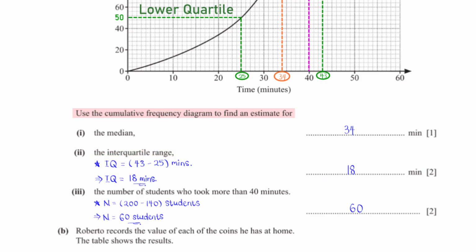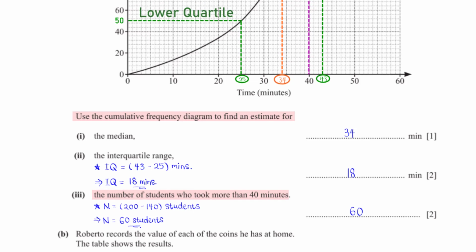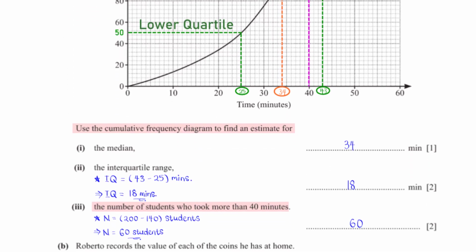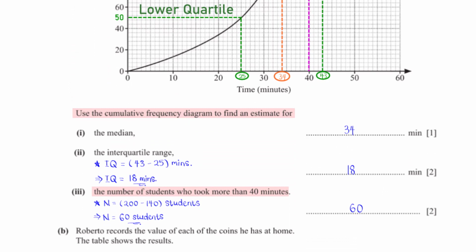Find an estimate for the number of students who took more than 40 minutes. When we map 40 minutes on the cumulative frequency diagram, we get n equals 140. And so to find the number of students who took more than 40 minutes, we subtract 140 from the total number of students, which is 200. This gives us 60.